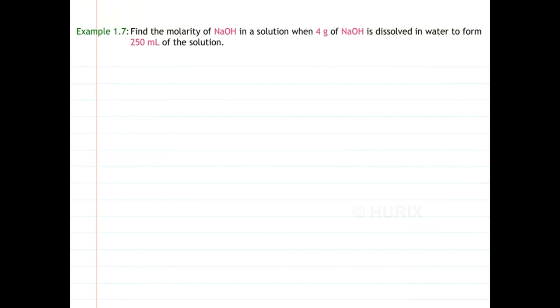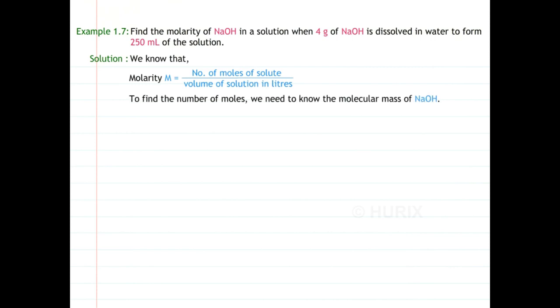Example 1.7. Find the molarity of NaOH in a solution when 4 grams of NaOH is dissolved in water to form 250 milliliters of the solution. Solution. We know that molarity M equals number of moles of solute by volume of solution in liters. To find the number of moles, we need to know the molecular mass of NaOH.